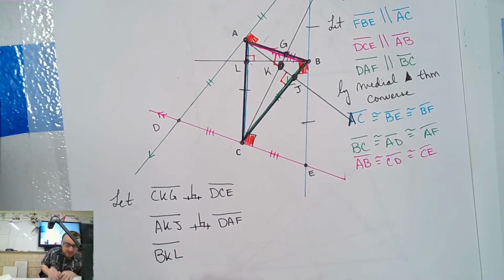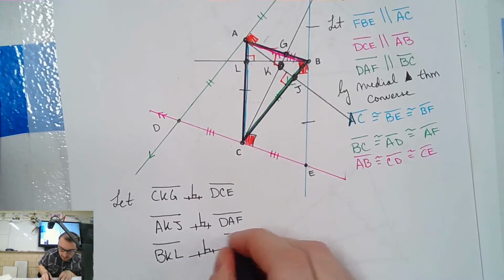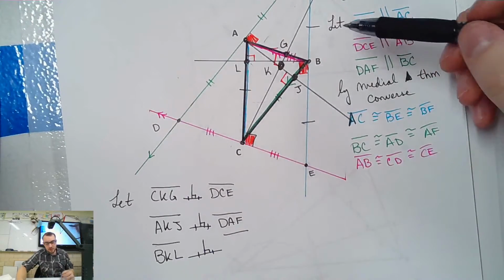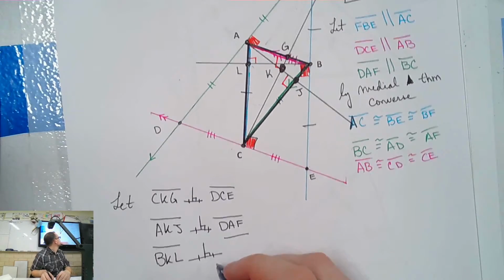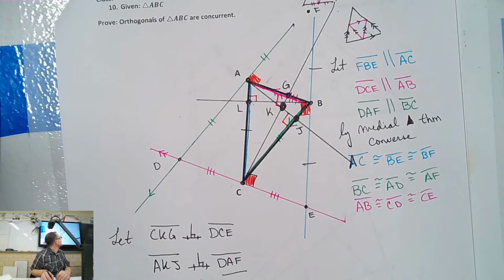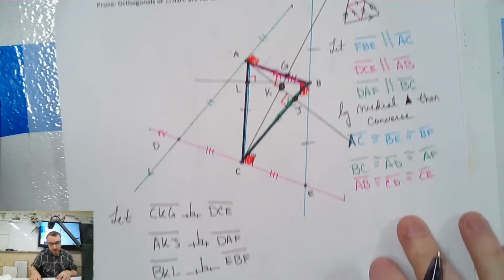Notice all these have K in them, right? Because they're going to be concurrent there. And BKL's perpendicular to what side? Yeah, the F isn't even on the screen. EBF. Yeah, very good. EBF is alphabetical, but yeah.